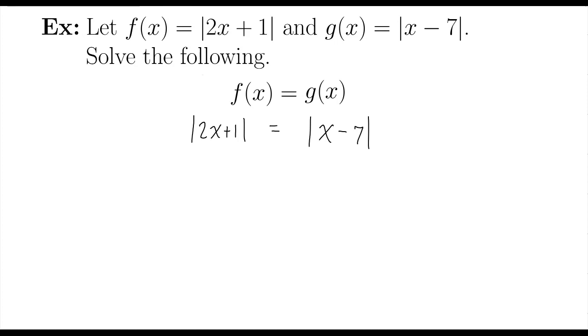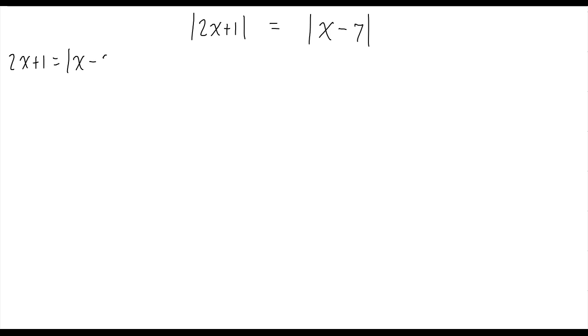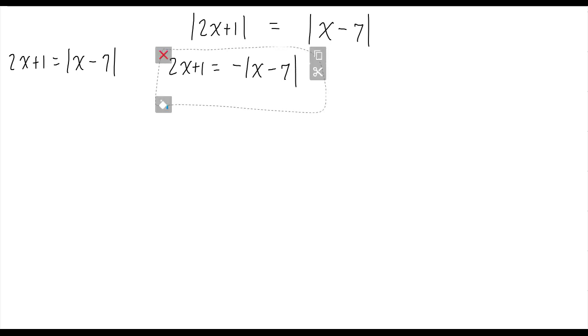Okay, so the way we're going to handle it, let's simplify it a little bit. Let's just focus on this here. I'm going to work it out like normal. Remember, this inside piece could equal a positive and a negative, whatever's on the right side. Okay, so that's what I'm going to do. I'm going to set 2x plus 1 equal to positive absolute value of x minus 7, and 2x plus 1 equals negative absolute value of x minus 7. Okay, and actually I'm going to go ahead and bring this over further to the right.